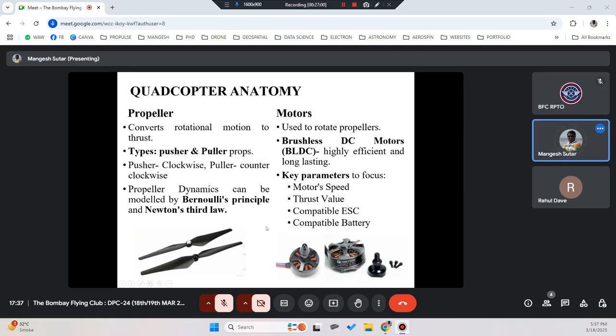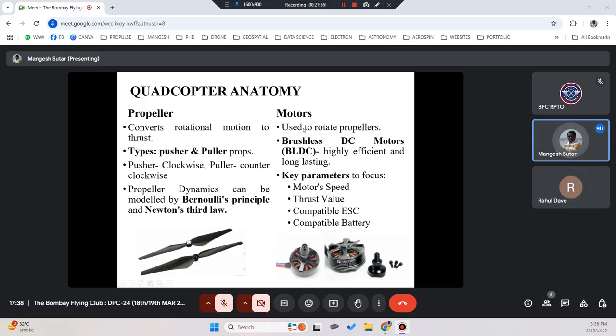Can you make out that the angles of those wings are in the opposite direction? One is clockwise and one is anti-clockwise. Looking at the propeller, you can find out, based on the Bernoulli principle, which is the leading edge and which is the trailing edge, and based on those edge motions, you will be able to understand whether it is a clockwise or an anti-clockwise propeller. To move these propellers, we need motors.